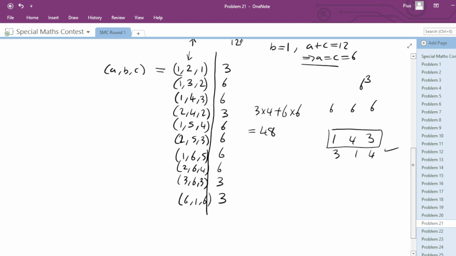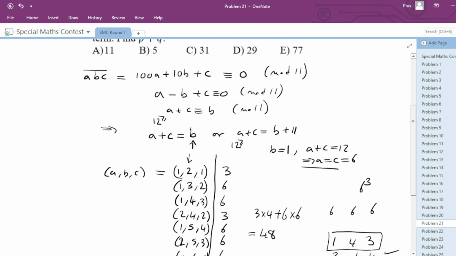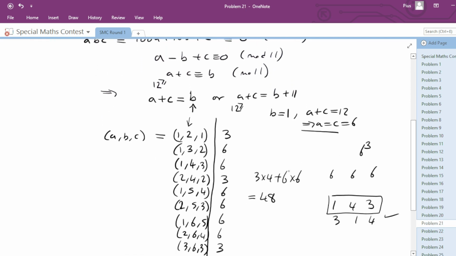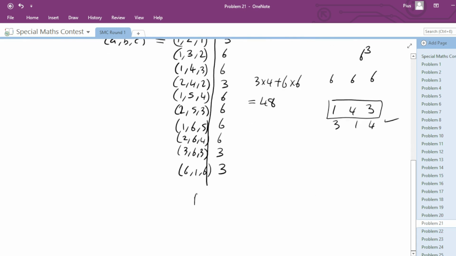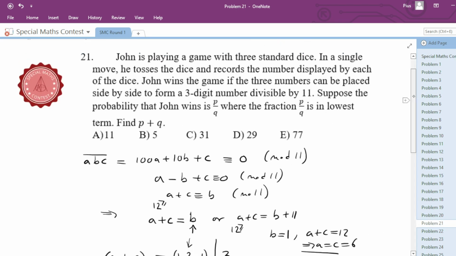So we have a total of 48 that satisfies what we need out of 6 raised to the power 3, which is 216. So the probability here is 48 over 216. We can cancel out 6 here to give 36, and 6 here will give 8. Then 4 here is 2, and 4 here is 9. So in the most basic form, this is 2 over 9. And so when we add 2 and 9 together, we get option A, which is 11.